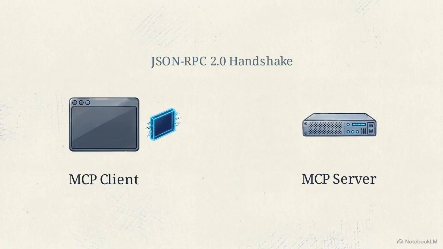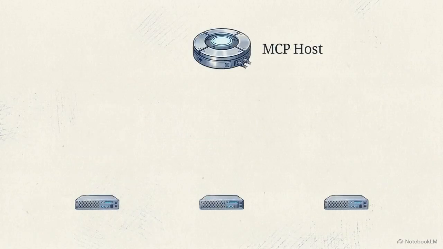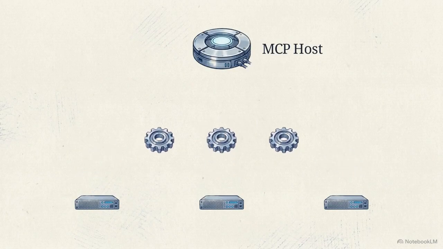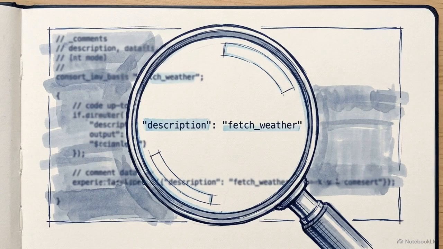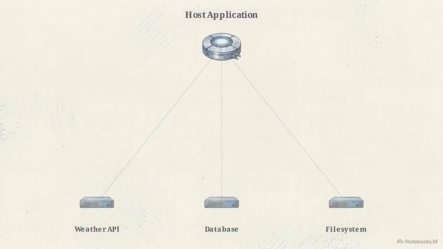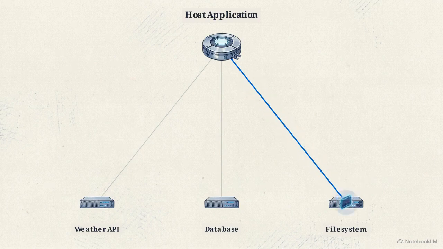The lifecycle begins with a protocol handshake, where the client and server negotiate which capabilities they both support. In the discovery phase, the host fetches all available tools from every connected server. The host then aggregates these into a unified tool registry that the language model can see. When a user makes a request, the model evaluates its goal against those registered schemas to decide which tool to invoke. The host intercepts that decision and routes the call to the specific MCP server that owns that tool.